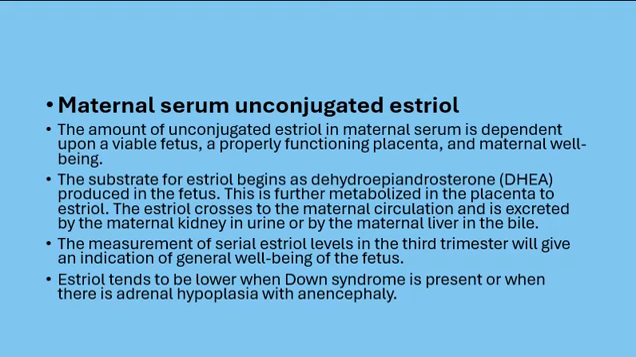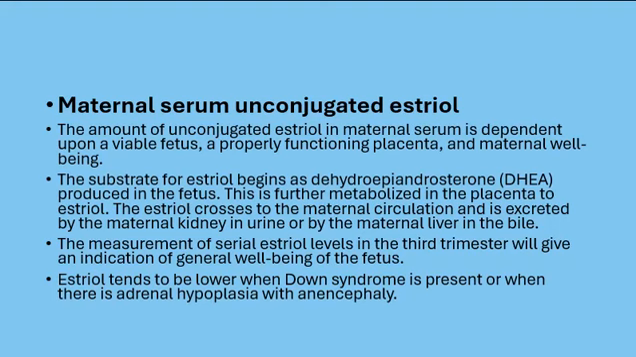The estriol crosses to the maternal circulation and is excreted by the maternal kidney in urine or by the maternal liver in the bile. The measurement of serial estriol levels in the third trimester will give an indication of general well-being of the fetus. Estriol tends to be lower when Down syndrome is present or when there is adrenal hypoplasia with anencephaly.